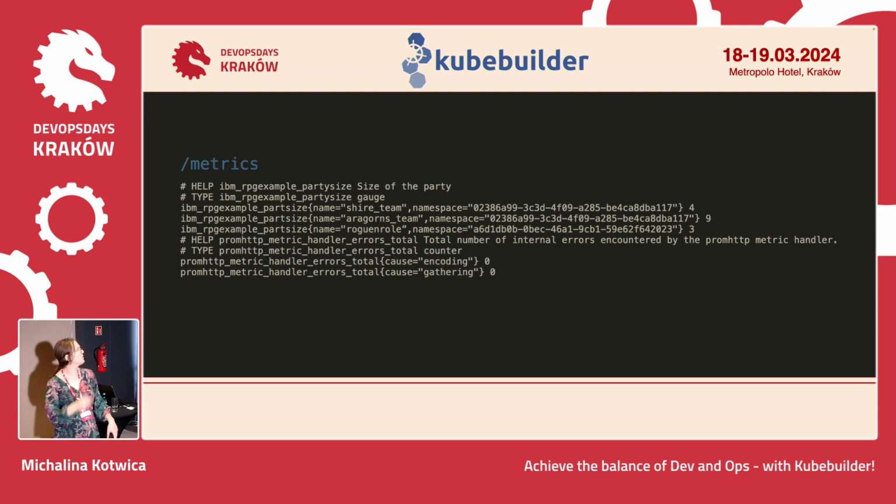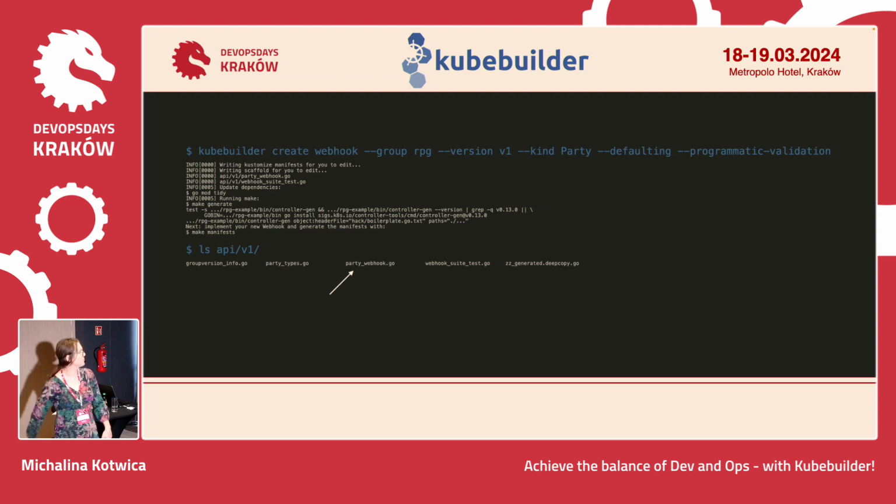Okay, Kubebuilder, I hope you have it covered. Of course you do, of course you do. You have everything covered, my dear sweet Kubebuilder. Okay, so just like we created an API for our party, we also have a similar command for webhooks. So we have a webhook for party, which will be programmatic validation, which means we can write pretty much any Go code that we want. We can pick some other types of validations, but that's fine for us for now.